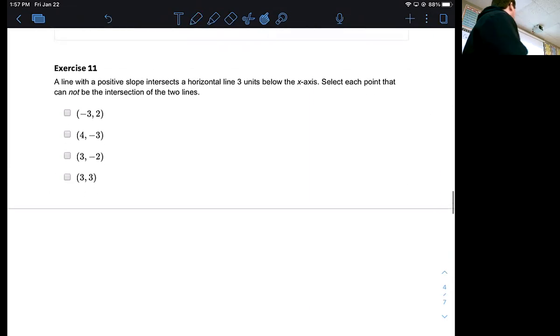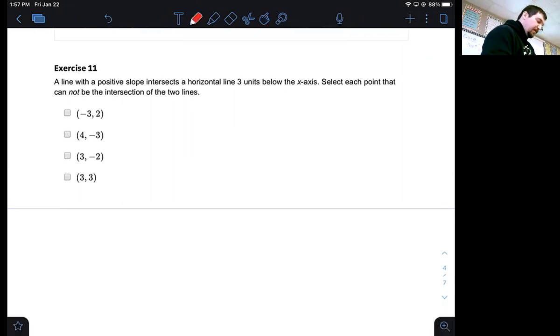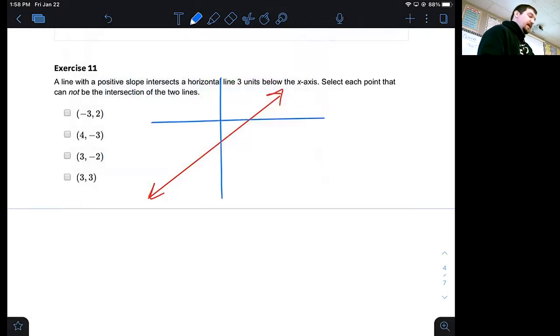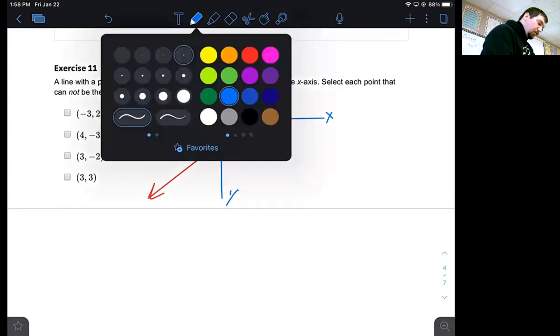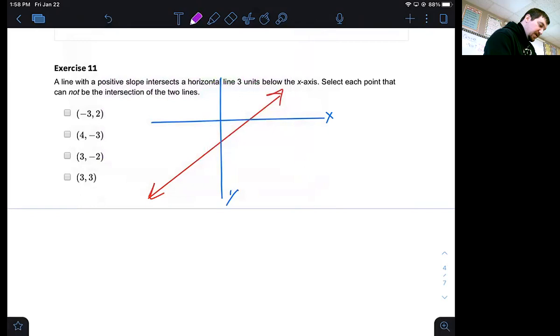Number 11, a line with a positive slope intersects a horizontal line 3 units below the x-axis. Select each point that cannot be an intersection of the two lines. So here's what we know. A positively sloped line. So here's my coordinate plane, there's my x-axis, there's my y-axis. A positively sloped line intersects a horizontal line, we'll do this one purple, 3 units below the x-axis.